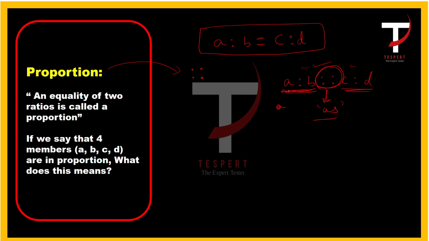So if we project like this, A is to B as C is to D, what are these two? These two are means, right? B and C are means. What about A and D? What about these two values? These two, A and D, are known as extremes, right? These two are extremes.